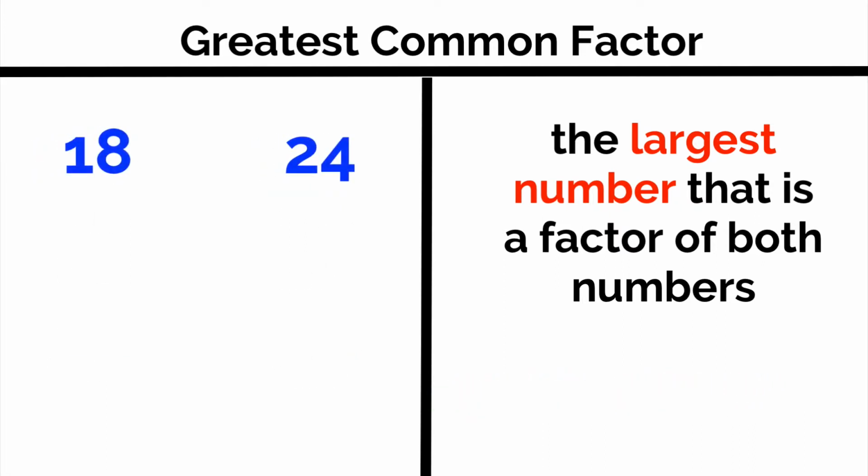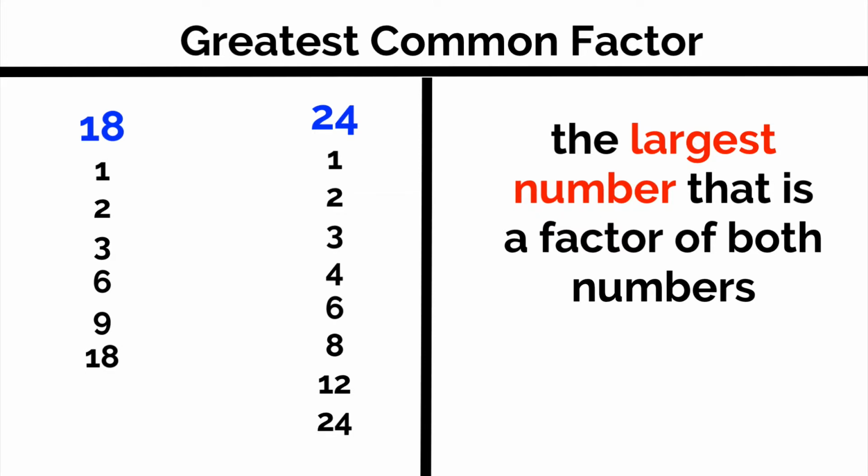Now let's try 18 and 24. Here are all the factors of both of these numbers. And we will find that 6 is the largest factor that is common to both lists. So 6 is the greatest common factor of 18 and 24.